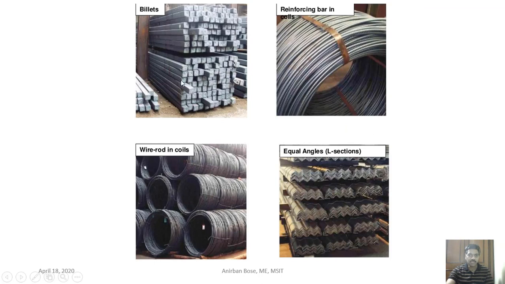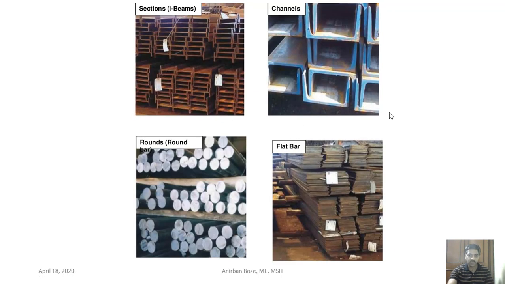Here these are billets, you can see, and these are reinforcing bar, welded coils. So these are the different kinds of products that we get out of the steel industry. Here you can see different kinds of sections, box, eye, different kinds of sections are also produced.